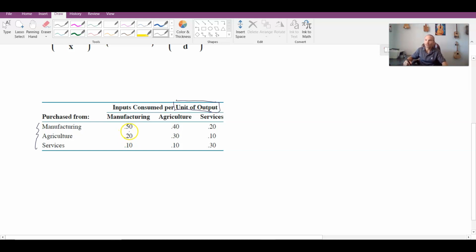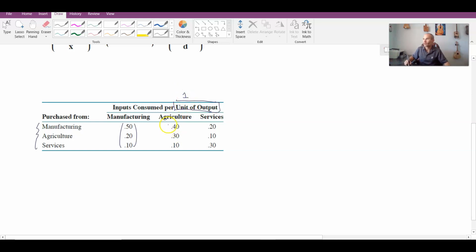Maybe part of what they do is they manufacture, I don't know. Of course, I can't think of anything at the moment, but maybe they need services in order to have customer service and be able to talk with clients. So this can be thought of as one whole vector right here, corresponding to just how much manufacturing needs to consume in order to produce 1 unit of output.